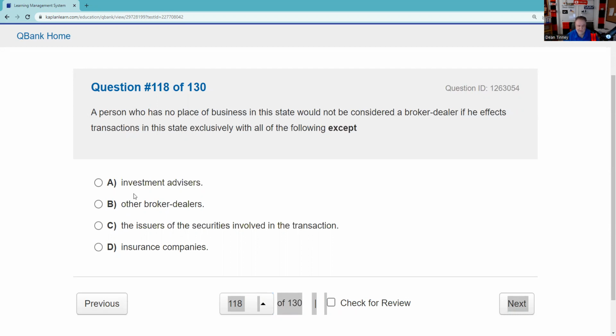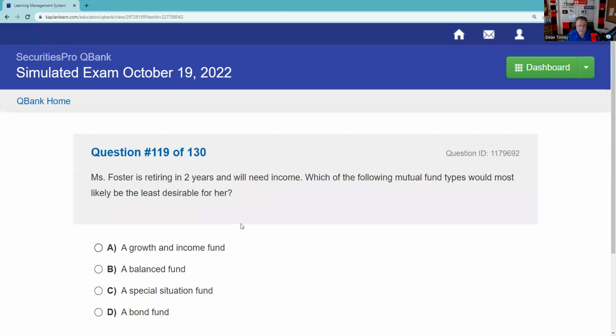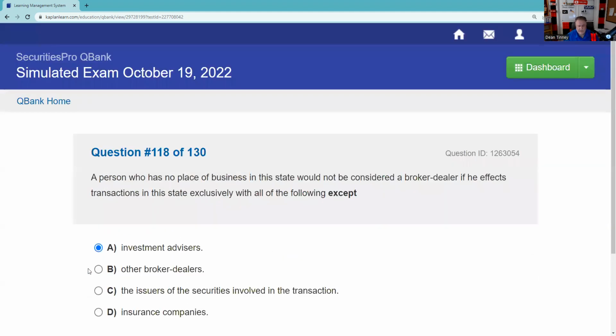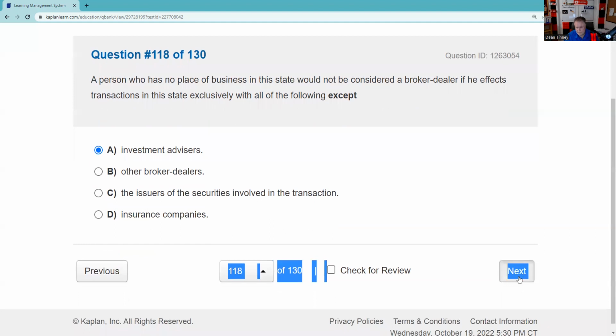But investment advisor, except investment advisor. Other broker dealers would be exempt. Issuers that are in the state would be exempt, and insurance companies. So it's A. I wouldn't worry about that one too much. The thing to worry about is, again, if I have no retail clients in the state and no place of business in the state, all my people are institutional, then I don't have to register. So I wouldn't worry about that particular question.